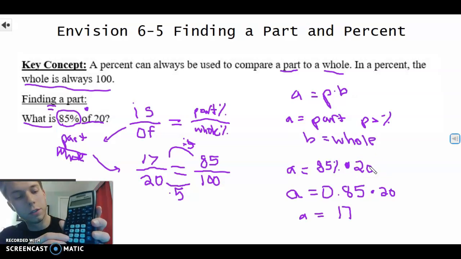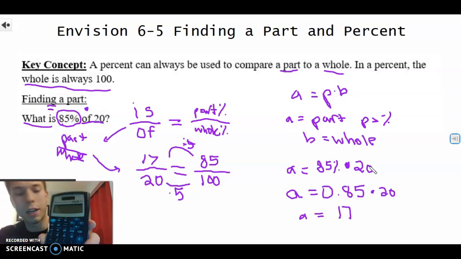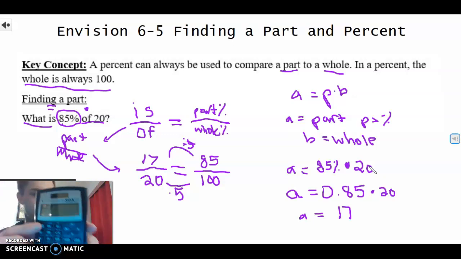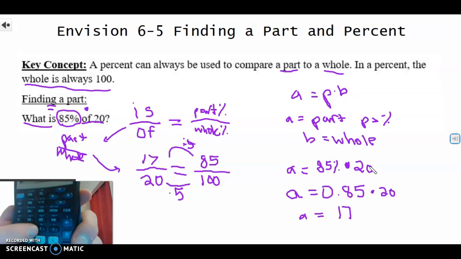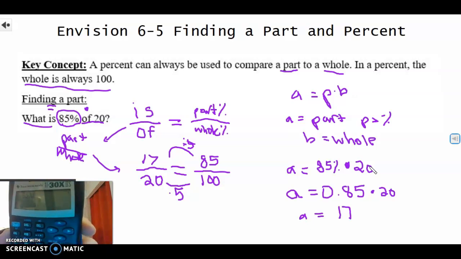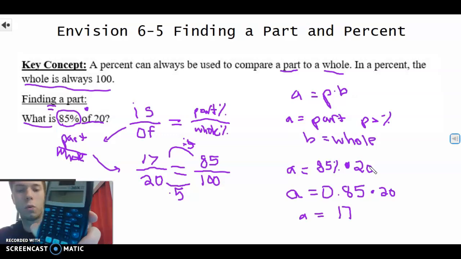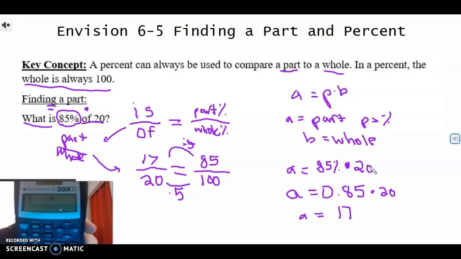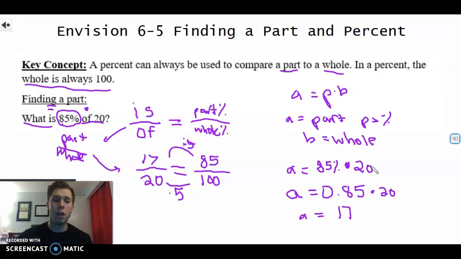It's the second function. So if you were to hit, let's say, 85, and then you hit the second button to turn on all the second functions, and you hit that open parentheses, now you're going to see it says 85%. You can go ahead and hit multiply 20, and it will give you the same exact answer of 17. And so you can type your percent into the calculator as a percent or as a decimal.